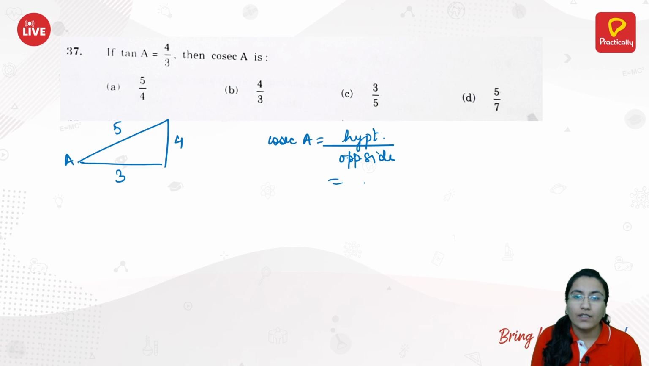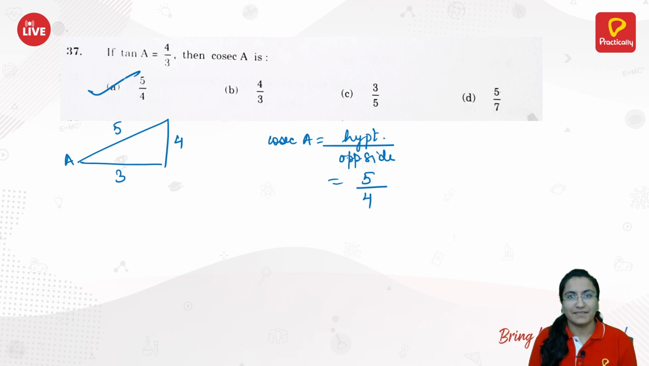Right, so the hypotenuse is of length 5 units, then the opposite side is of length 4 units. So you have 5 by 4 as the correct answer.